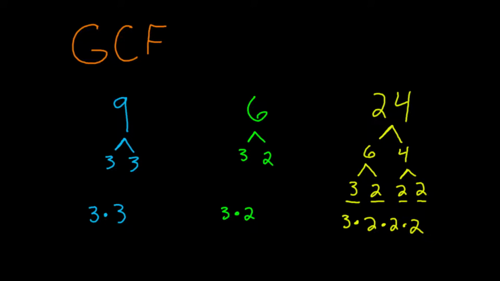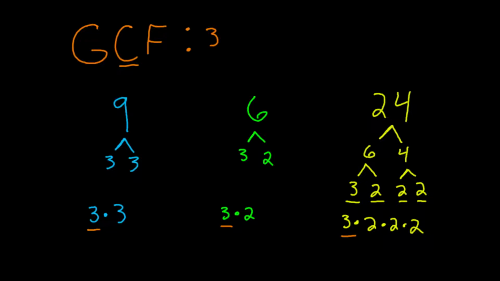So looking at all three lists, for the 9 we have 3 times 3, for the 6 we have 3 times 2, for 24 we have 3 times 2 times 2 times 2. You want to find out what they have in common. So yeah, very important. So what do they have in common? They have a 3 in common, right? In all three of these, you see a 3, don't you? So 3 has to be a part of our GCF.